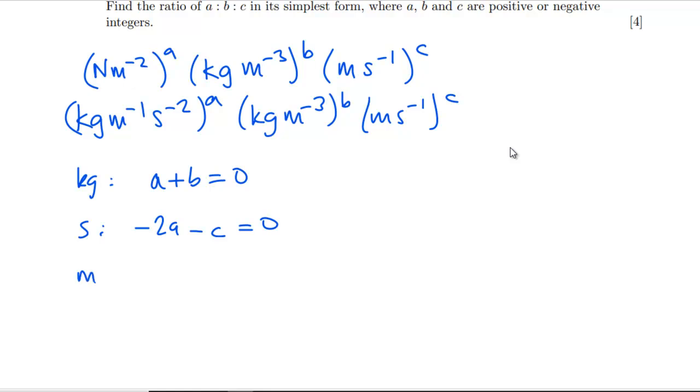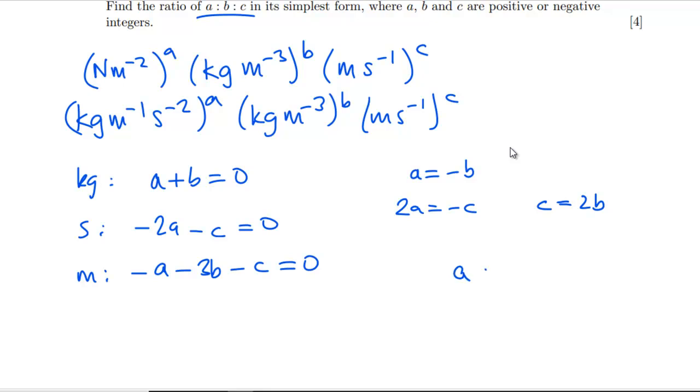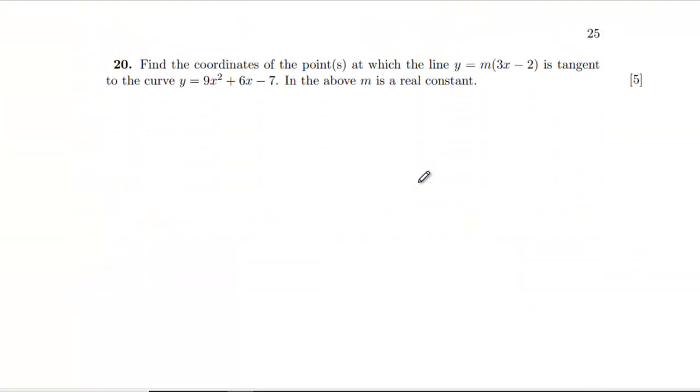Then, well, there aren't many seconds around, so we got -2A minus C is equal to 0. And then, well, we're probably not going to need the meters one, but let's put it in. We've got -A minus 3B minus C is equal to 0. So we've got A is equal to minus B. We've got that 2A is equal to minus C. So C is equal to 2B. We just need the ratio of these things. So if A was 1, say, then B is going to be -1 and C is going to be -2. There we go, happy days. Unit analysis ones are always straightforward.